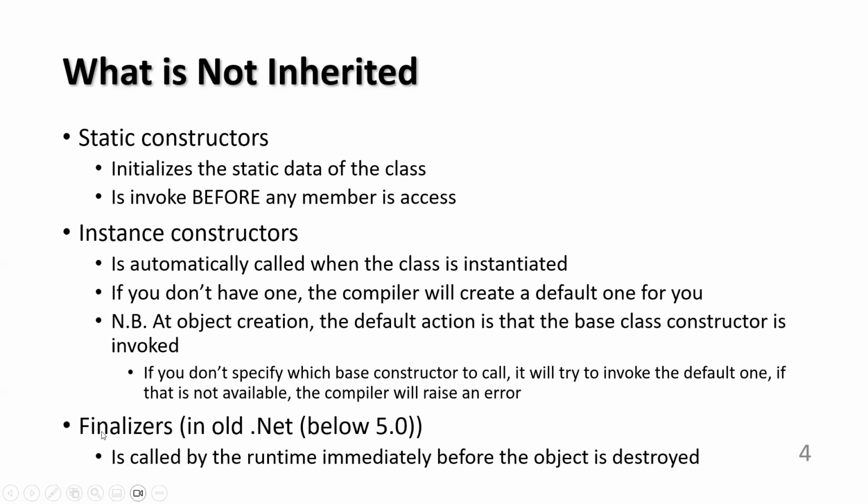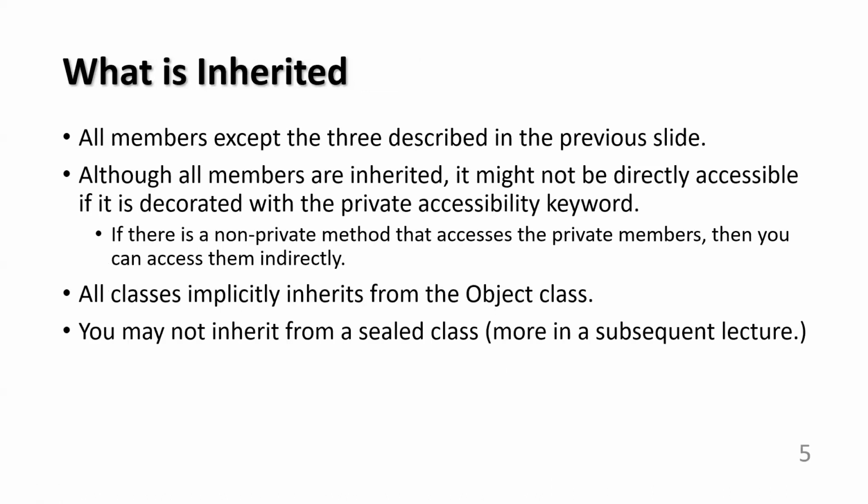Finalizer. It was already explained that we don't have a finalizer the way that we had it in older versions of .NET. So it says that it is called by the runtime immediately before the object is destroyed. Now we know that garbage collection has no role. It's part of the responsibility of the class by itself to take care of the remainder when you destroy the class. Look at this one. What is inherited? All the members except the 3 described, okay? Although all the members are inherited, it might not be directly accessible if it is decorated with the private accessibility keyword.